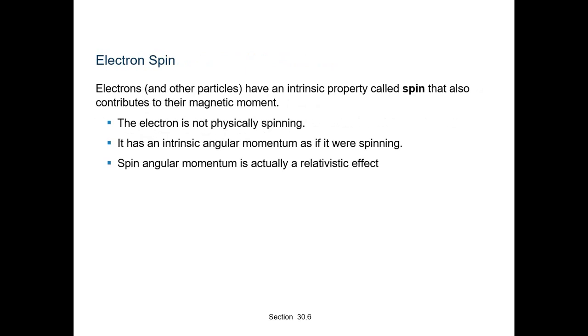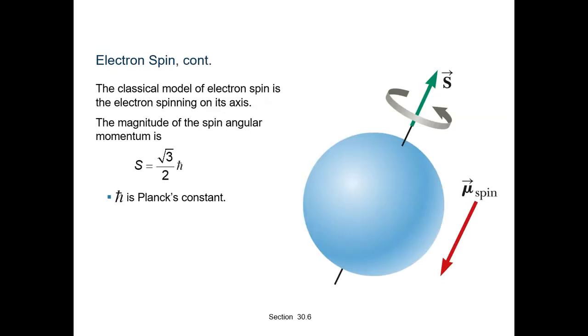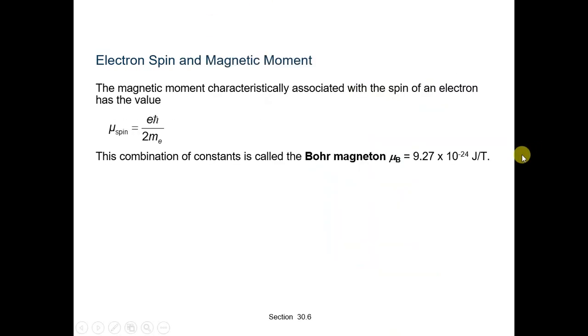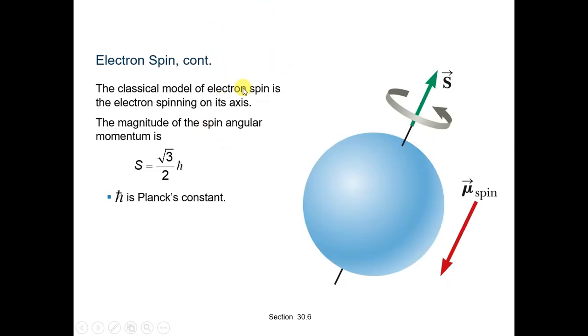Now, electron spin. Electrons have an intrinsic property called spin that also contributes to their magnetic moment. The electron is not physically spinning; it has an intrinsic angular momentum as if it were spinning. Spin angular momentum is actually a relativistic effect. The magnitude of spin angular momentum is S equals root 3 by 2 into h cut, where h cut is the Planck constant.